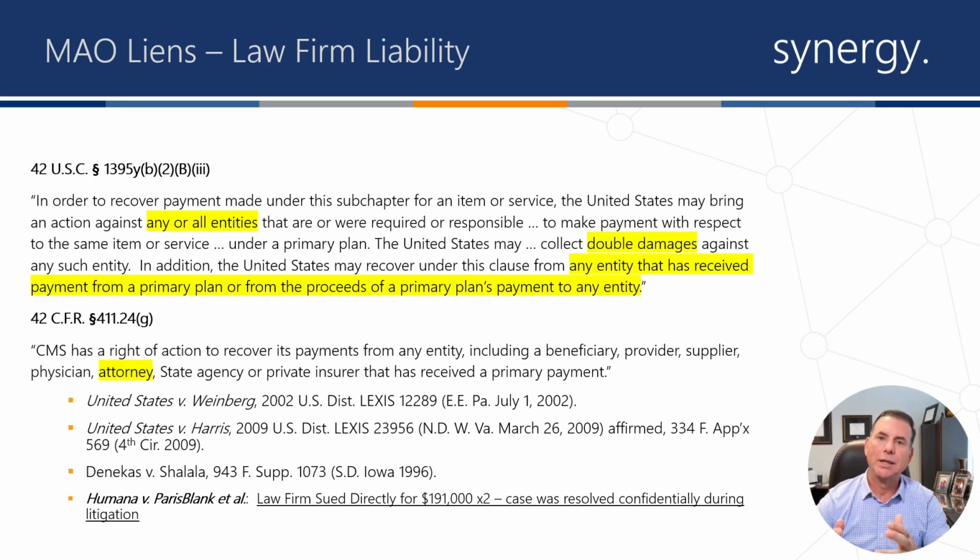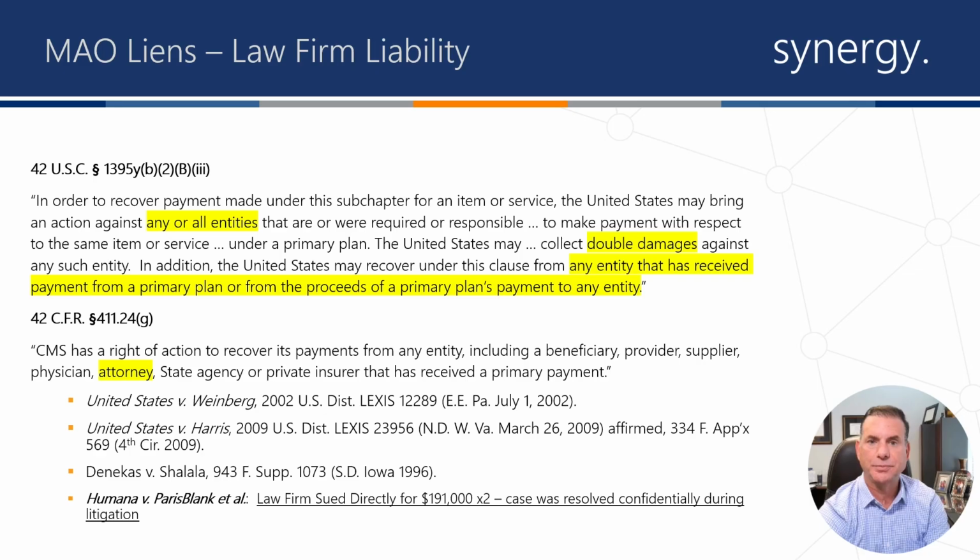One was a case where we actually assisted a law firm that was defending against one of these claims. That's the Humana versus Paris Blank. You can see it at the bottom. You can Google it. A law firm was sued for double the $191,000 lien amount. Ultimately, that matter was resolved confidentially during litigation, but as a personal injury lawyer or paralegal or law firm owner, you don't want to be in that circumstance. So you really have to make sure that you don't miss one of these liens.